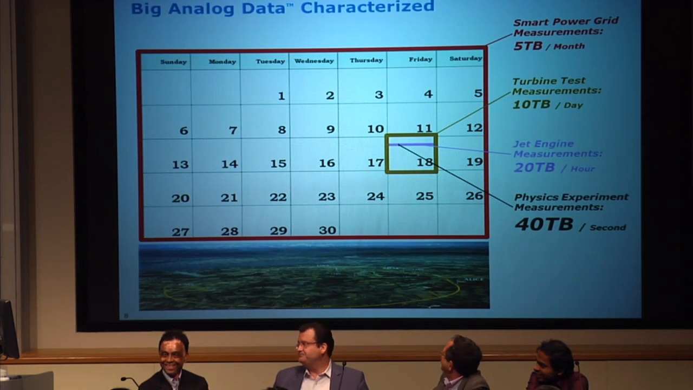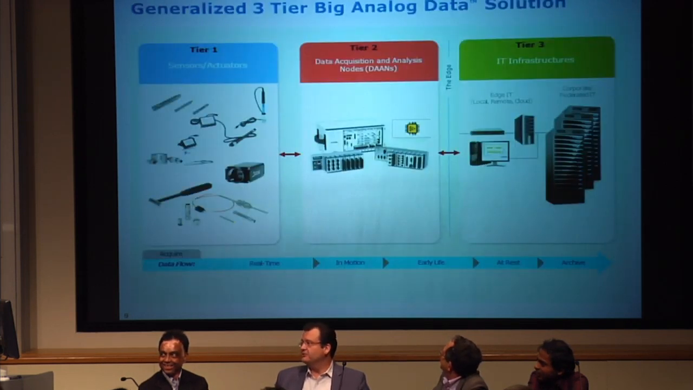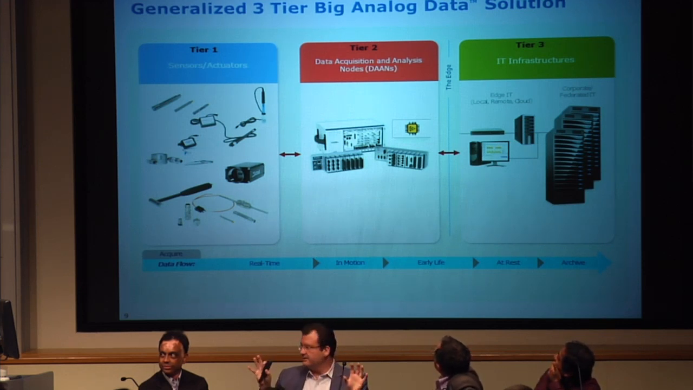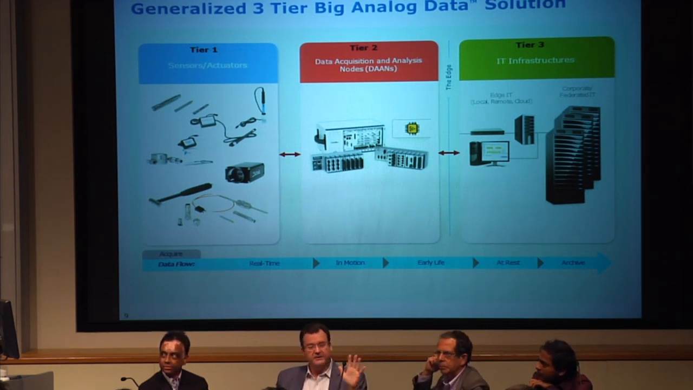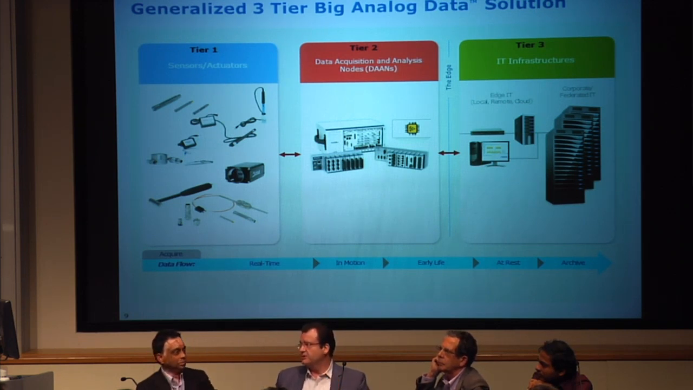So let me move on quickly here. A generalized 3-tier big analog data solution, and we'll now address wireless and analytics, which is the topic of our panel here, can be looked at like this. It is all about, as you said, the data. We have partitioned the data into 5 phases, from the sensors in Tier 1, moving to Tier 2, which are DANs, an acronym for Data Acquisition Analysis Systems and Nodes that are networked, and they scale out, and then they go to traditional IT. Real time, in motion, early life. There's value in all those levels doing analytics.